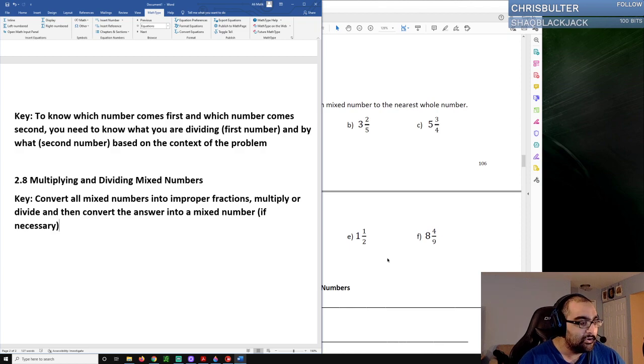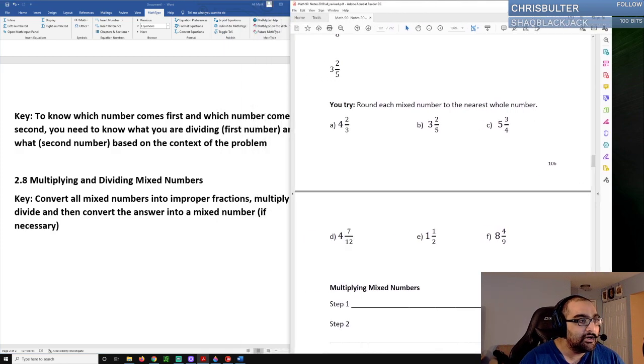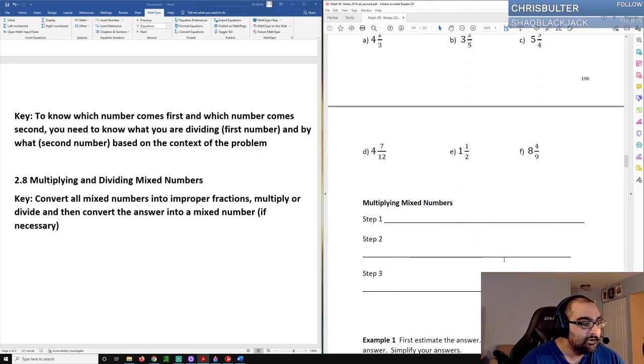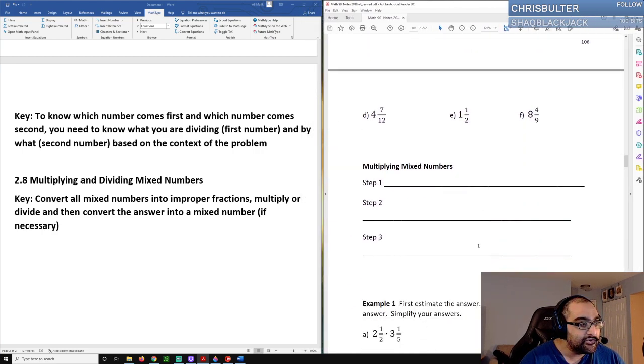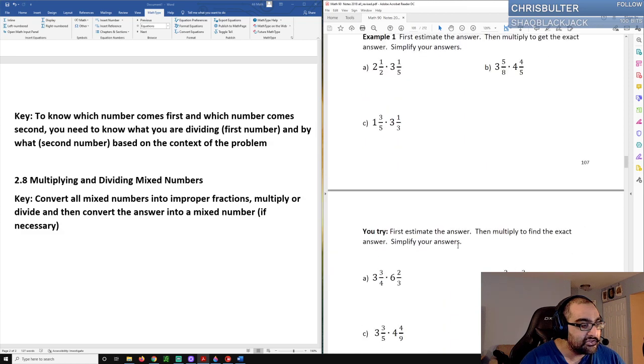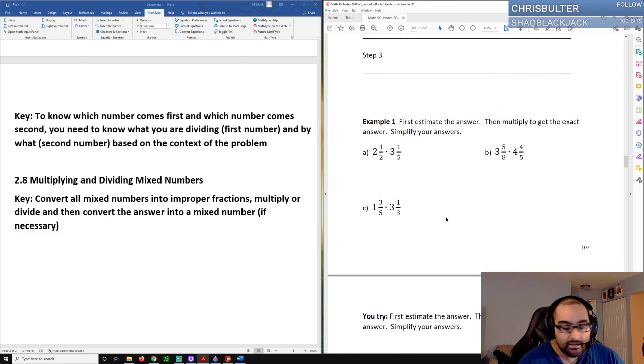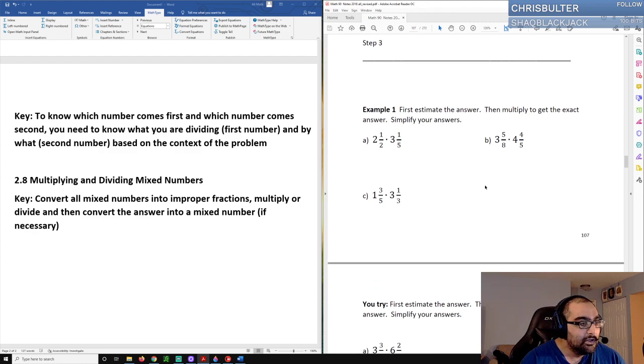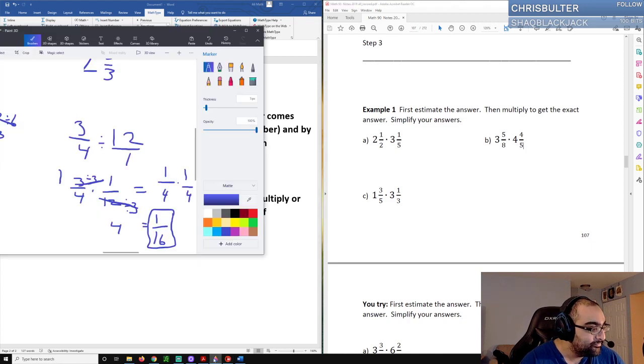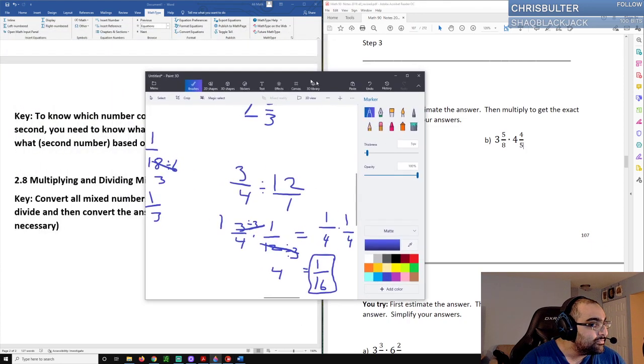So let's do some examples here for multiplication and division. Let's look at some problems, maybe one of each. I'll do letter B here. It says 3 5/8 and 4 4/5. Let's do that problem.